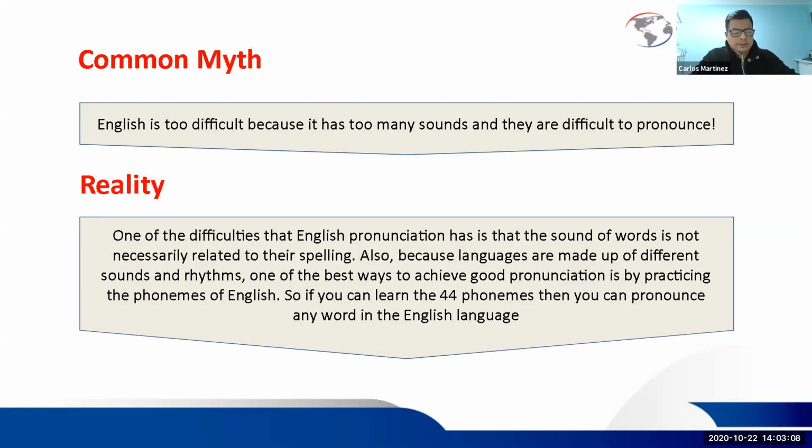Okay, I know that normally we speak about business topics, and we're going to continue talking about that. But every now and then we're going to talk about English for general purposes, like now, because pronunciation is very, very important.